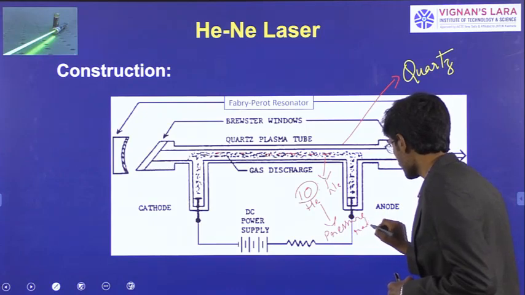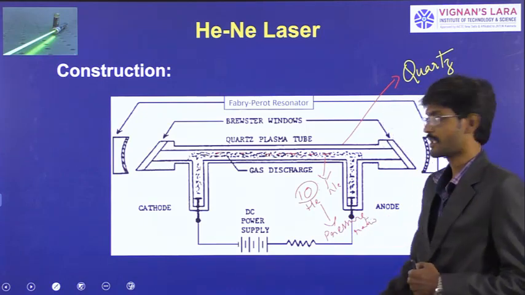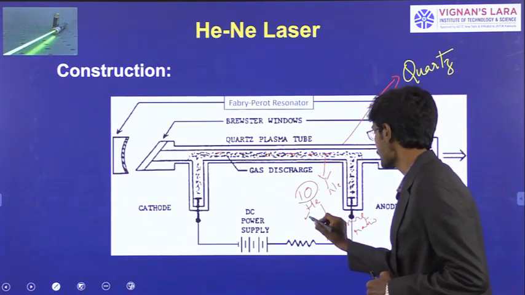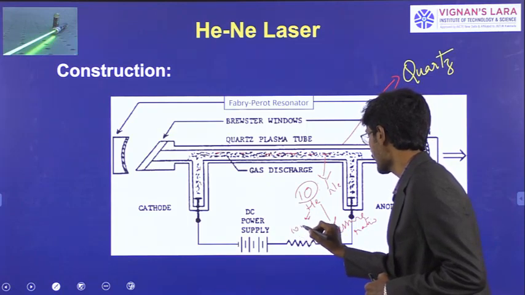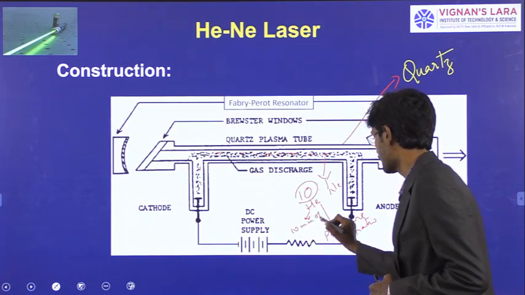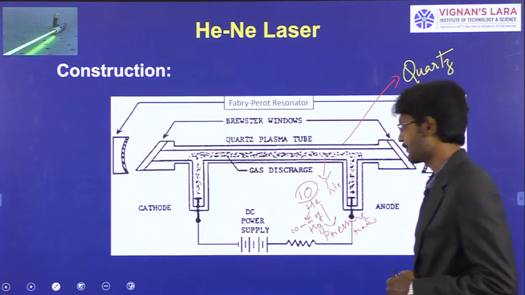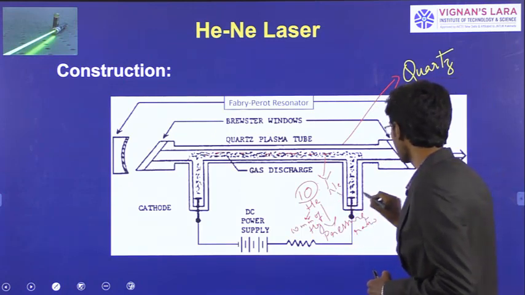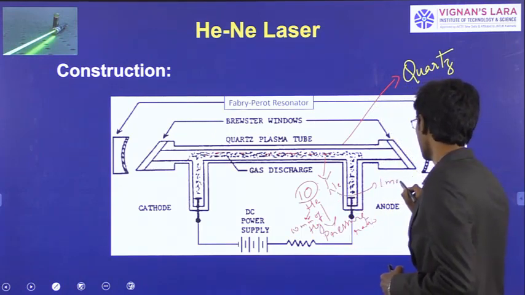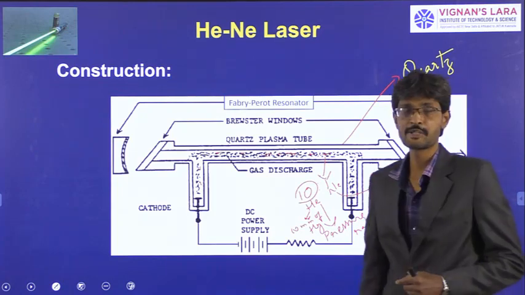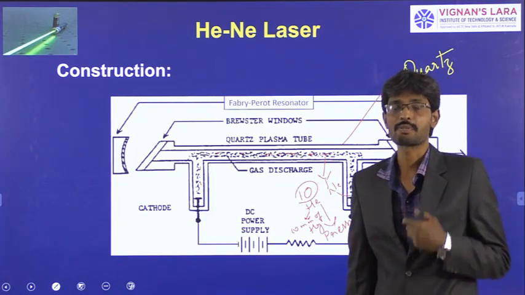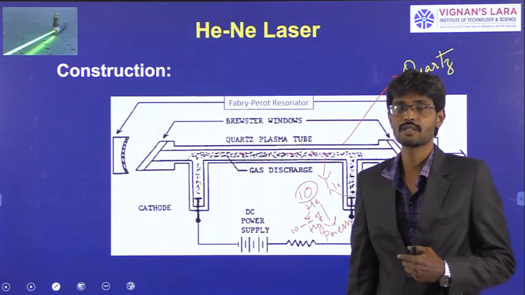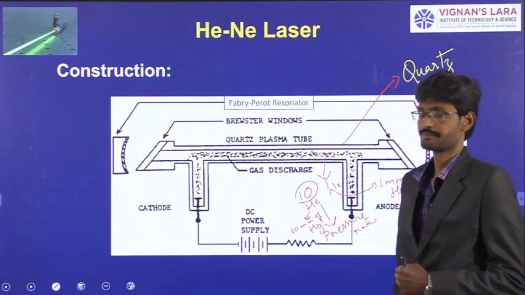This 10:1 represents the pressure ratio. That means the helium atoms are enclosed at a pressure of 10 mm of Hg, for example, and the neon atoms are enclosed at 1 mm of Hg. So the ratio 10:1 represents the pressure ratio of helium and neon in the discharge tube.